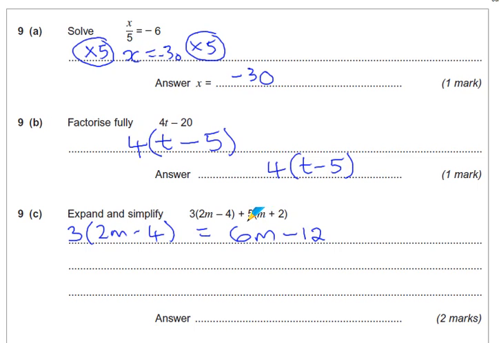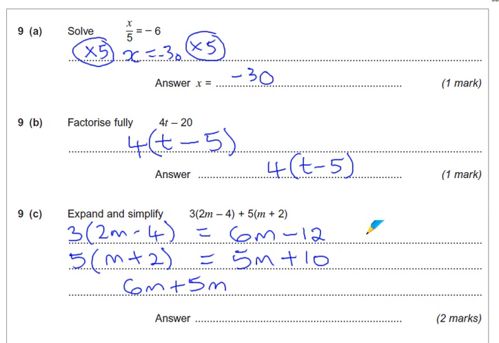The second bit I've got to expand is 5 brackets m plus 2. 5 times m is 5m. 5 times 2 is plus 10. I then need to collect those two together. It's asking me to add the first expansion to the second expansion. So I'm going to rewrite and collect my m's together. So I'm going to have 6m plus 5m, and now I need to add together minus 12 add 10.